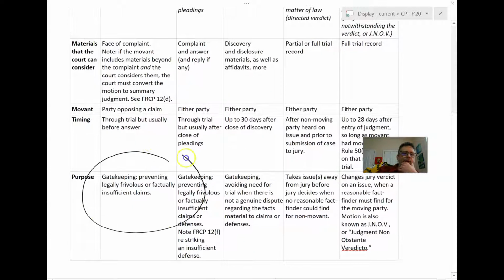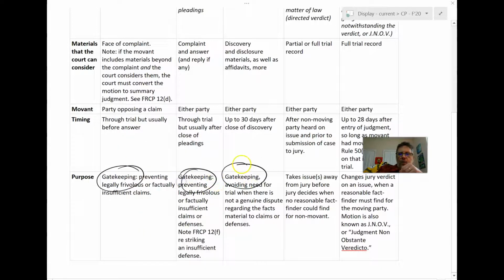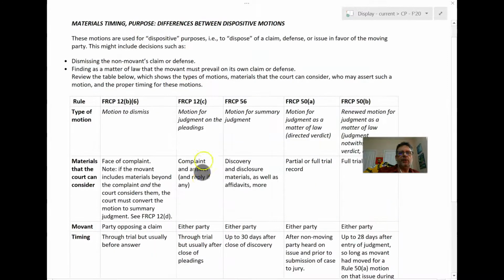And you should know already that the purpose of a 12(b)(6) motion is gatekeeping, preventing the court and the lawyers and everyone from having to waste time and money on claims that are legally frivolous or factually insufficient. Well, this idea of gatekeeping kind of runs through a lot of these motions, right? So let's consider other motions.